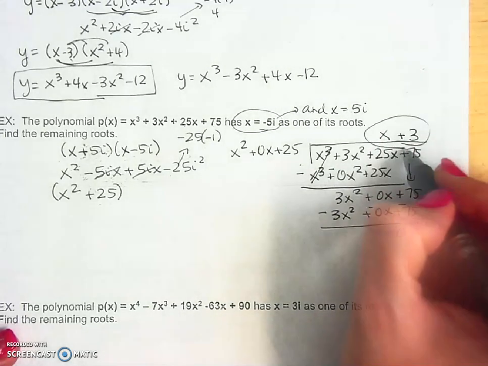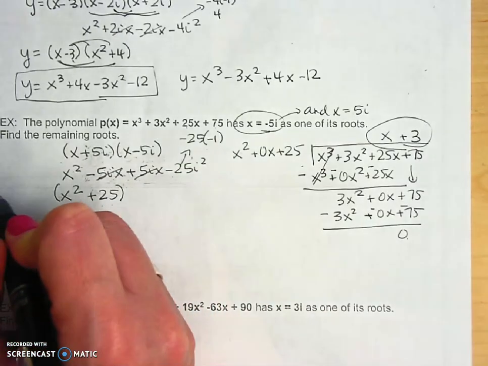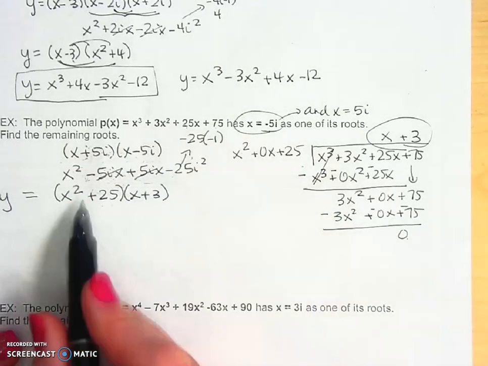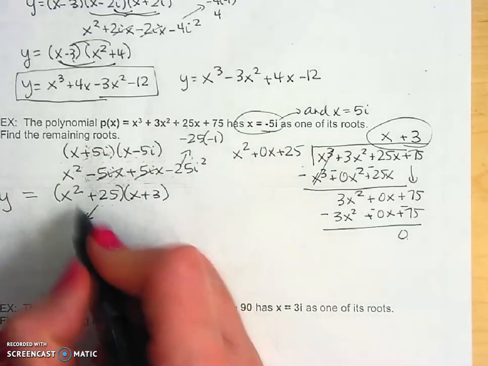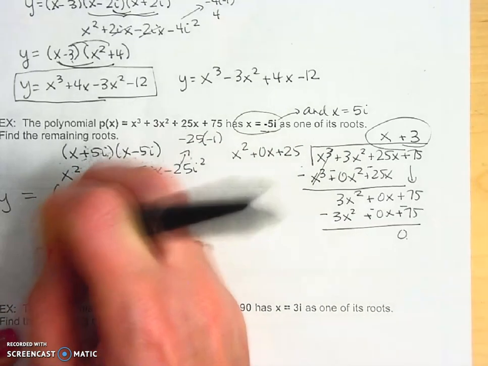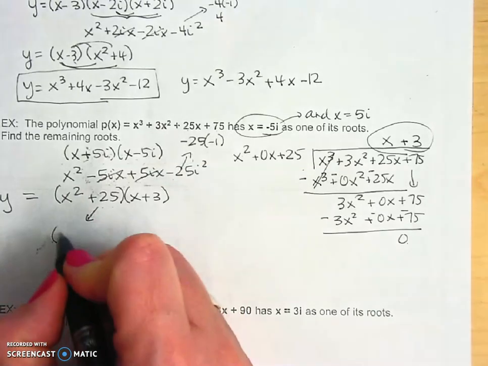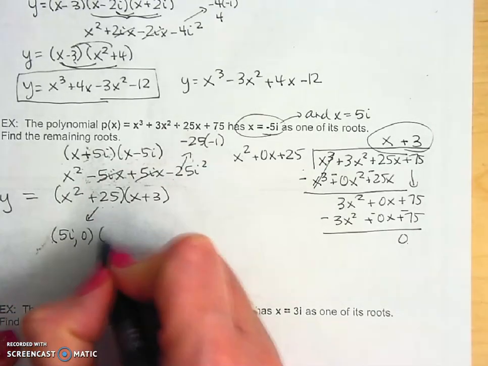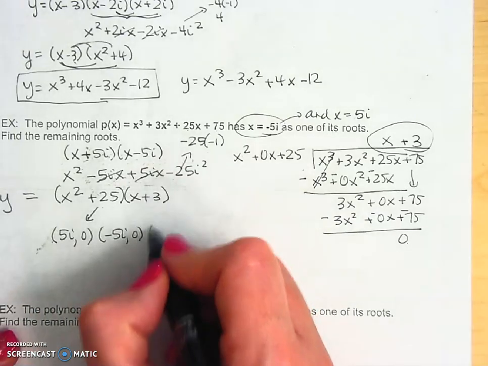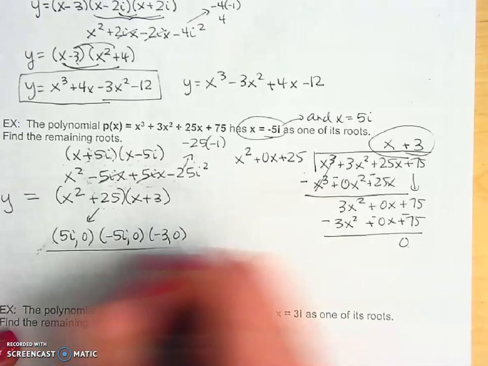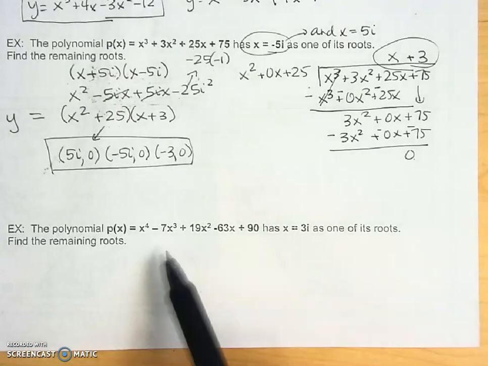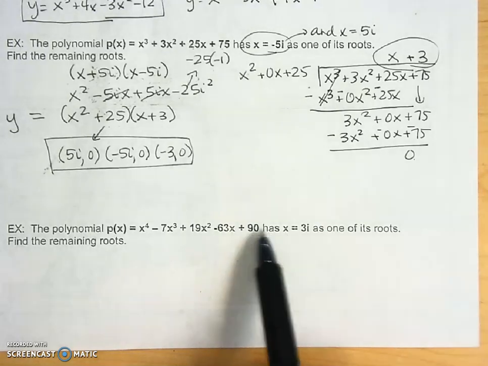So here is my final factor. So this is my factored form. I already know that the two roots from this one are positive and -5i. And the root for this one is a -3. So then I want you to pause the video and try this problem.